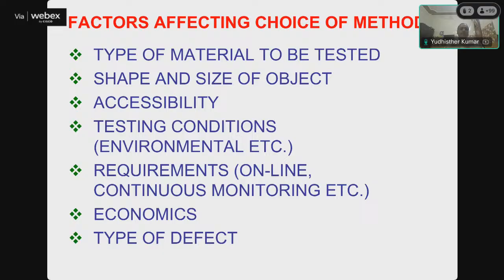Then testing conditions, environmental conditions, whether it is hot or cold, or other environmental parameters also affect the test defect determination. Requirement of online continuous monitoring, whether you want to test the object online or offline, and you want continuous monitoring or instant monitoring, instant test. Then economics, whether it is a costly affair or not, and the type of defect, whether it's lateral or axial, which type of defect it is.